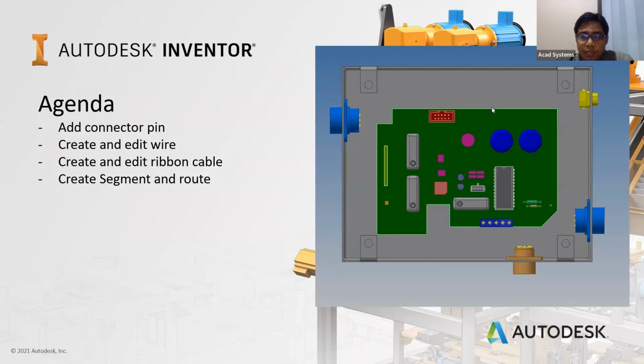Right, so basically this is the agenda for today. First of all, we're going to open up this circuit box and add some connected pins where we can create some wires, add some ribbons, create segments, and probably by the end of this, we're going to create the drawing, the 2D documentation view for this wire segment. So let's get started.